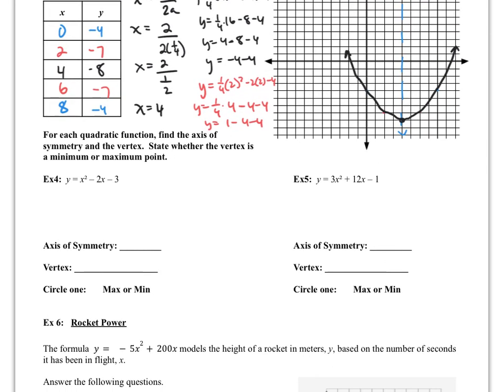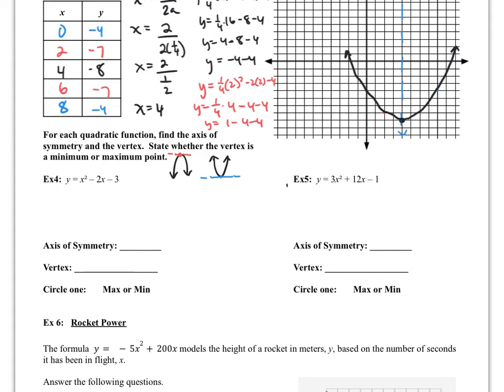So the next thing we're going to do is find the axis of symmetry and the vertex, and then say whether or not it's a maximum or a minimum. The maximum or the minimum is going to depend on whether it's a downward-facing parabola or an upward-facing parabola. Downward facing has a maximum, there's a highest that it reaches, and upward facing has a minimum, there's a lowest that it reaches.